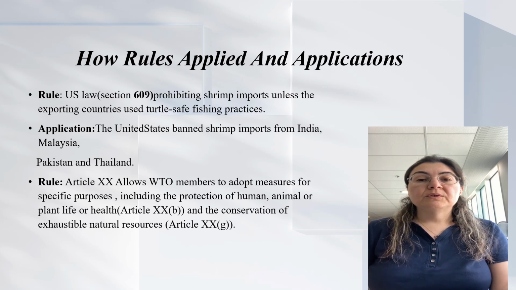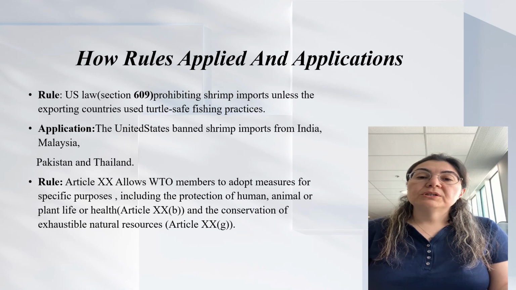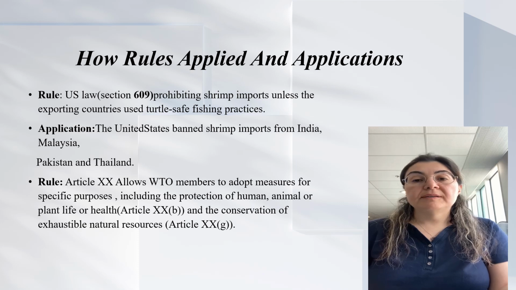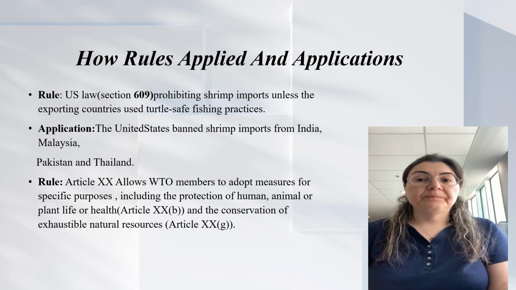The first rule is US law section 609, which prohibits shrimp import from countries that don't use turtle-safe fishing devices. According to that rule, the US banned shrimp import from India, Pakistan, Malaysia, and Thailand.